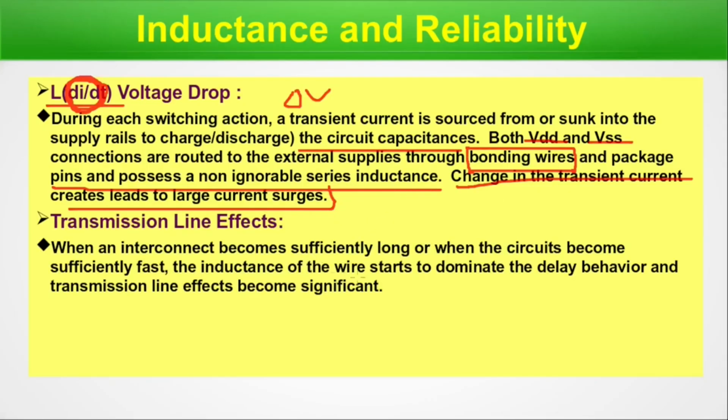When an interconnect becomes sufficiently long or when the circuits become sufficiently fast, the inductance of wire starts to dominate delay behavior and transmission line effects become significant. So actually the rate of change of current is getting resisted by the parasitics, and that becomes very crucial when the wire becomes sufficiently long. So if long, it takes a longer time, so the effect will be more.